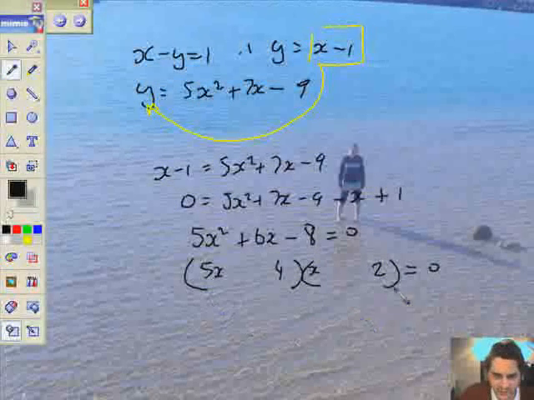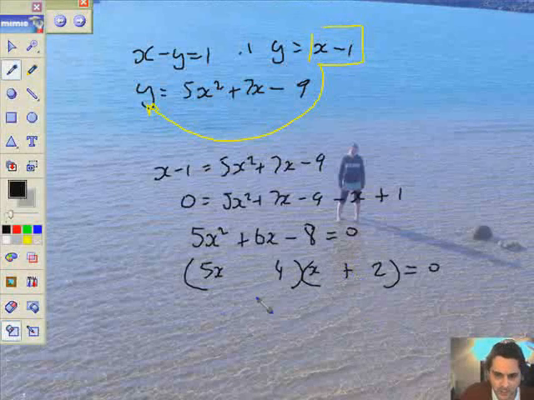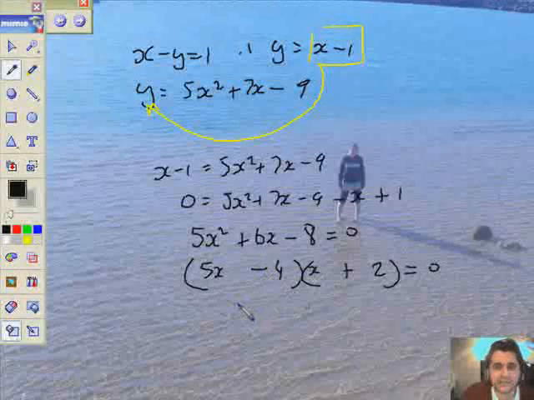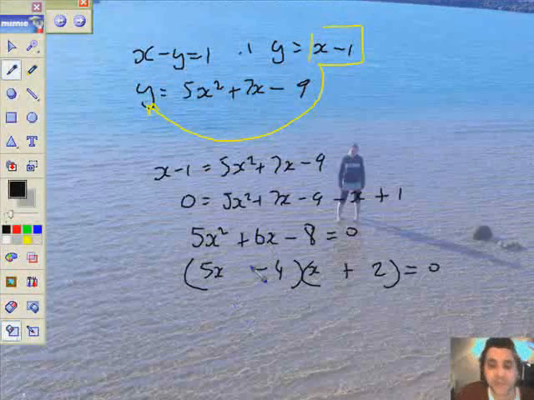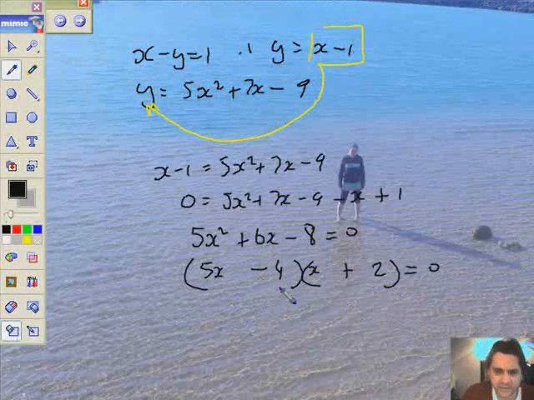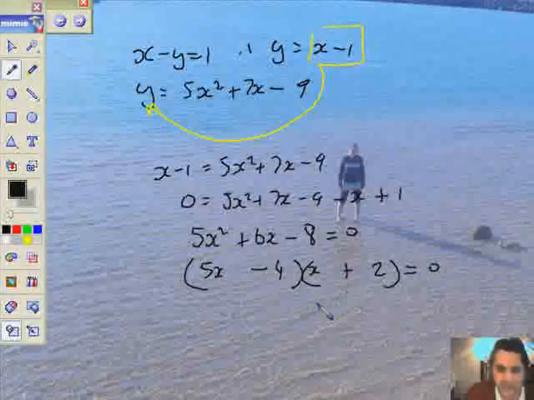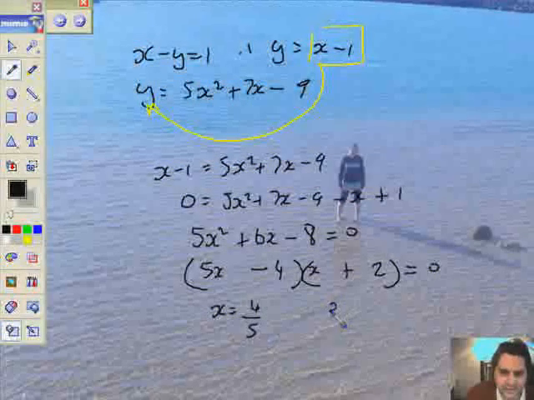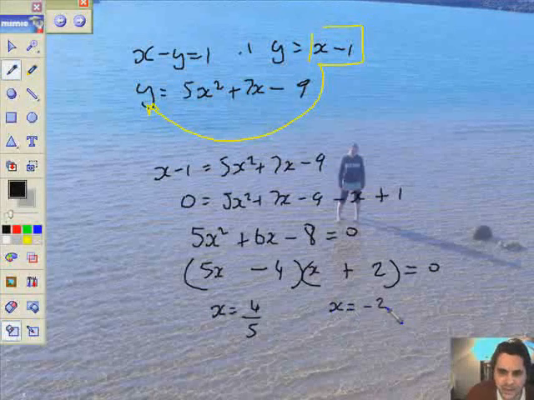Let's just take a look at that. Yeah, I'm going to go for plus 2 to make 10x's, minus 4 to make minus 4x's. 10x minus 4x, of course, is 6x. So I'm happy that's correct. Of course, minus 4 times 2 is minus 8 anyway. Let's just solve this part. x equals 4/5, and here x equals minus 2.